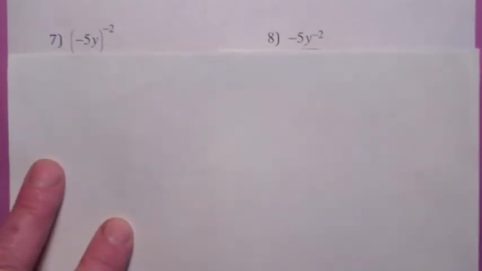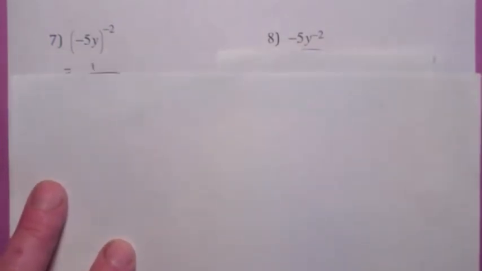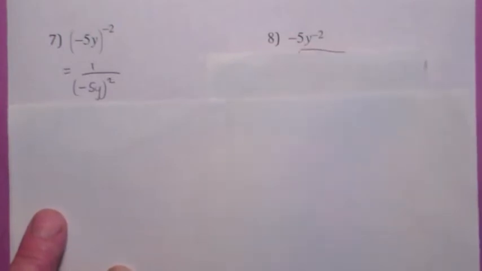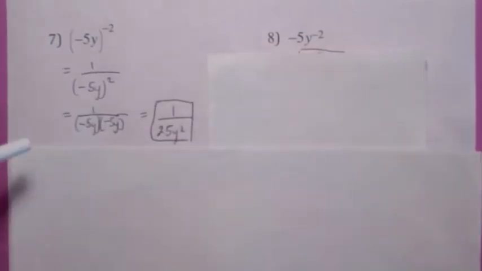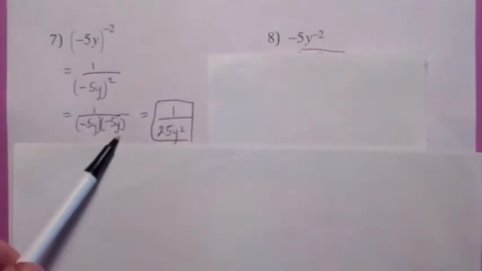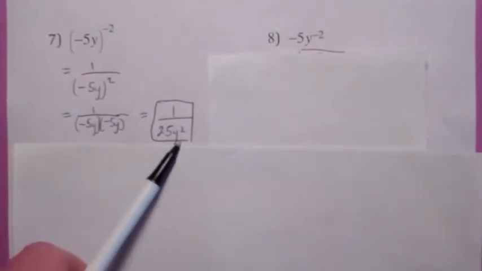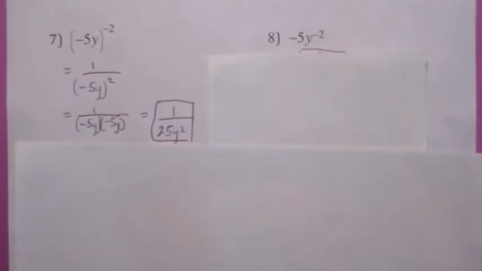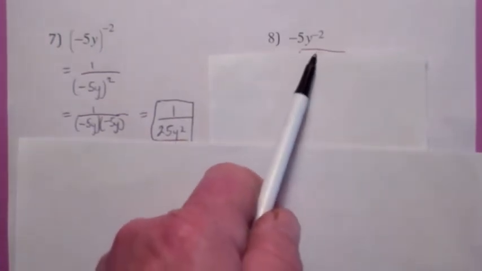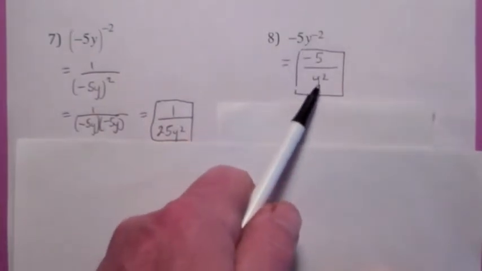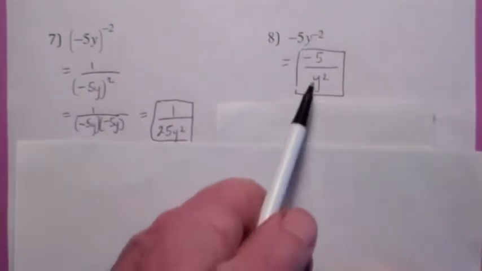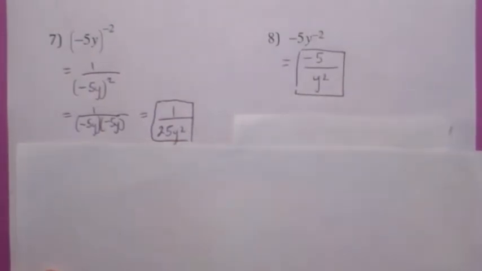Okay, on the first one, the base is negative 5y, so the whole thing moves down to the bottom. It's 1 over parentheses negative 5y squared, which is 1 over negative 5y times negative 5y. On the bottom, you should have gotten 25y squared, so it's 1 over 25y squared. Now on number 8, the base is just y, so negative 5 stays on top, and just the y to the negative 2 moves down and becomes y squared. This is your answer. Okay, so it is kind of subtle.